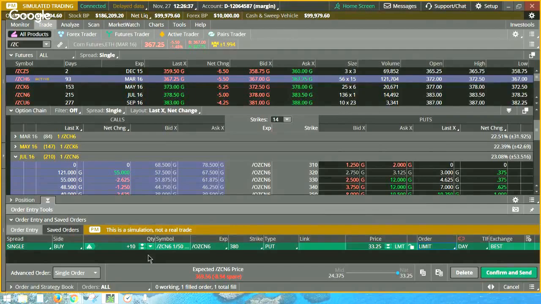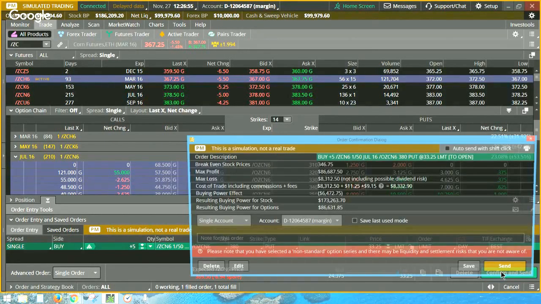So if grain goes down, that put option is going to become more valuable. If grain goes up, then that put option is going to be worthless, but you're going to capture that upside with the grain you've got in the bin that's not sold. So we're going to go down to 5 options contracts for 25,000 bushels. We're going to confirm and send that.